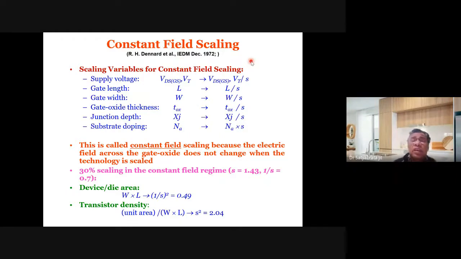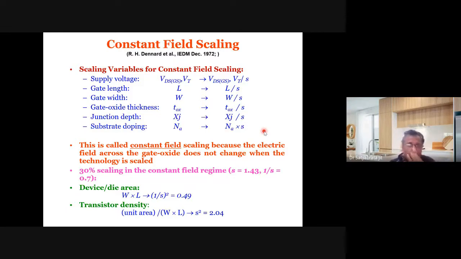So this suggested that all the voltages should be scaled, that is divided by a factor S. All the dimensions should also be divided by a factor S. And since the oxide thickness is reduced, the gate oxide capacitance will be increased. So that will reduce the threshold voltage. To compensate the threshold voltage, the doping concentration has to be increased. So the doping concentration was increased by a factor of S. That was the reason for that.